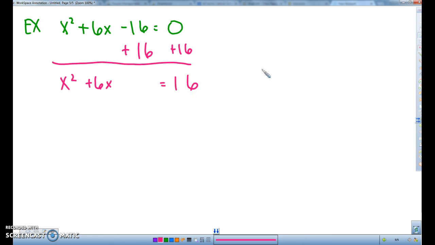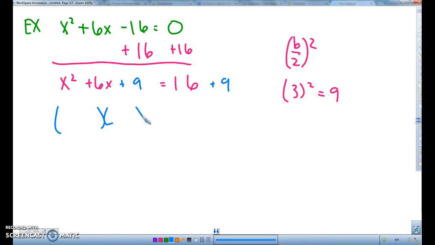Now I want to find my new c, just like we were doing in the examples. So I'm going to do b over 2 quantity squared. That's 3 squared, or 9. So I'm going to add 9 to both sides. Over here, that gives me a nice x plus 3, x plus 3. Over here, that gives me 25. I'm going to express my repeated term as a square.